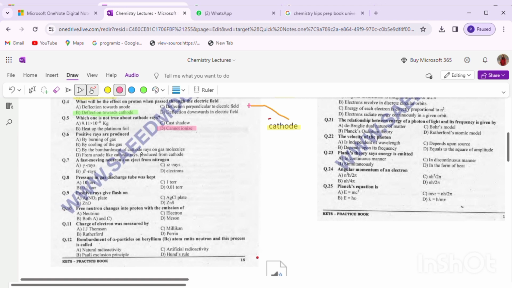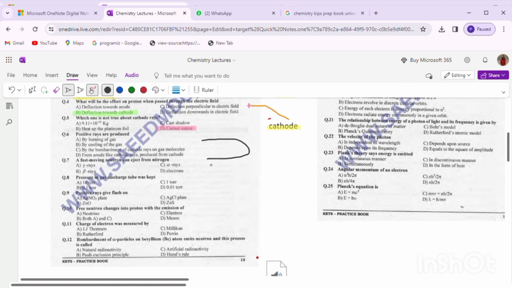Sixth MCQ. Positive rays are produced by burning of gas. Okay, let's see. Let's read the other options. Then we're gonna identify what is right. By cooling of gas. Okay. By the bombardment of cathode rays on gas molecules. We have initially discussed this when we were discussing the discharge, or the production of the positive rays, or the negative rays.